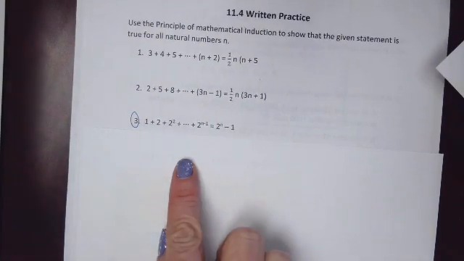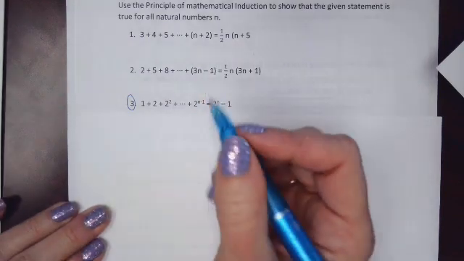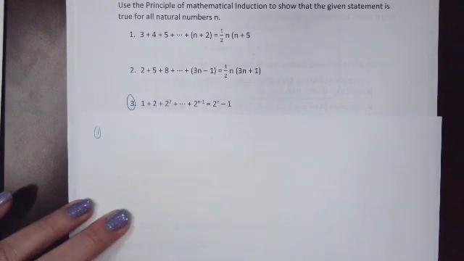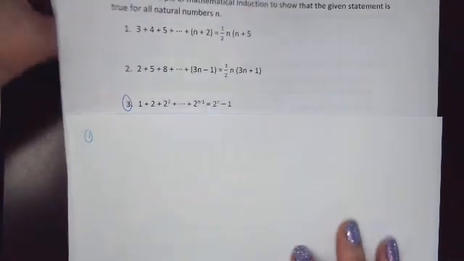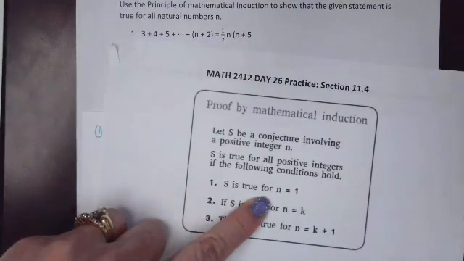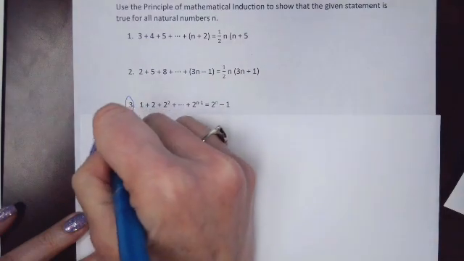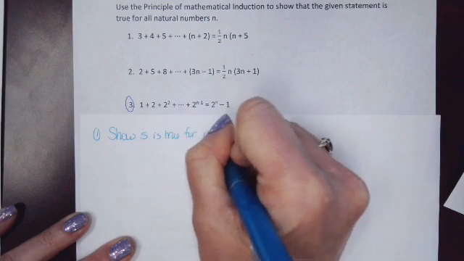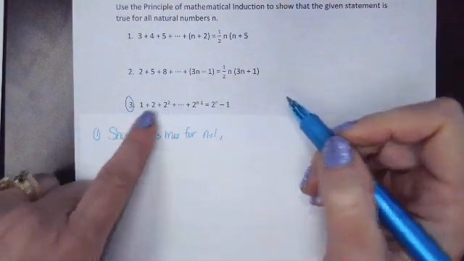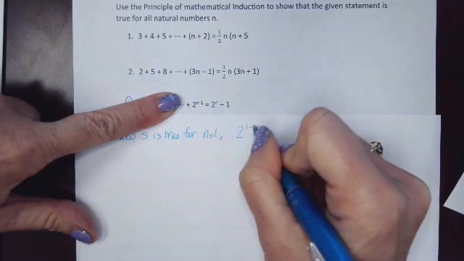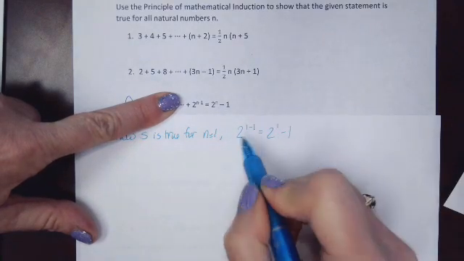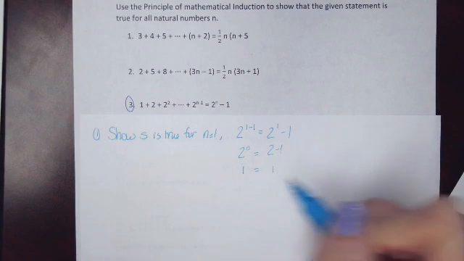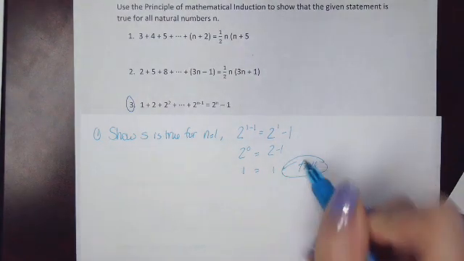Okay, so here's our statement S, and back to our example that we were doing. We're first going to show that S is true for n equals 1. So if these are just constants, I'm going to look right here. That would be 2 to the 1 minus 1 equals 2 to the 1 minus 1. Well, that's 2 to the 0, and anything to the 0 power is 1, and that's 2 minus 1, which is 1. So that is true for n equals 1.